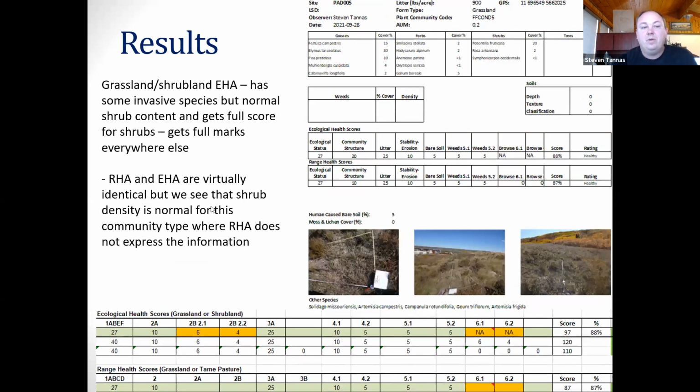When we looked at another plant community here, this one had naturally high shrub cover, and that's just part of its plant community. We looked at this plant community in the grasslands, and we assessed it for woody encroachment, and it got full marks. It didn't have any encroachment of unexpected woody species. It didn't have browse to assess. So the end result is basically the same score.